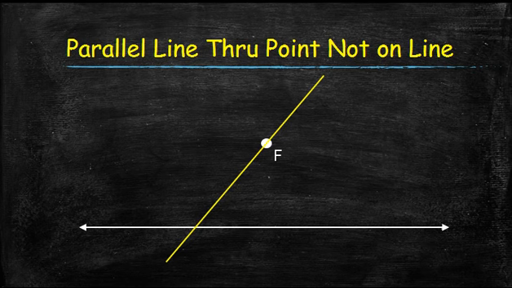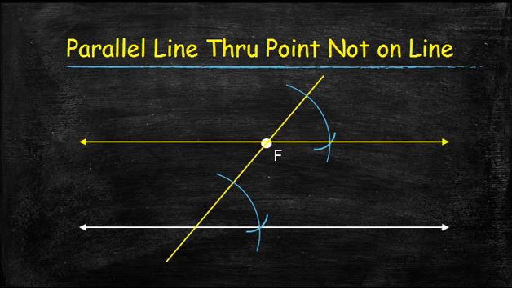From here, the steps are just like copy an angle. So we start out with our swipe, repeat the swipe, use the compass to measure. We make a little swipe for the X, repeat the little swipe, and connect the line. So we now have our parallel line through a point not on the line.